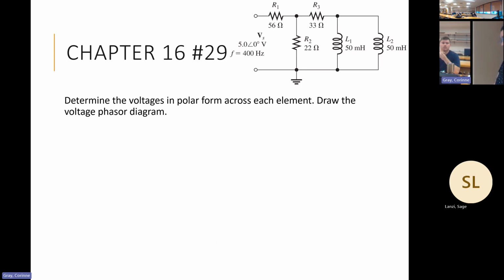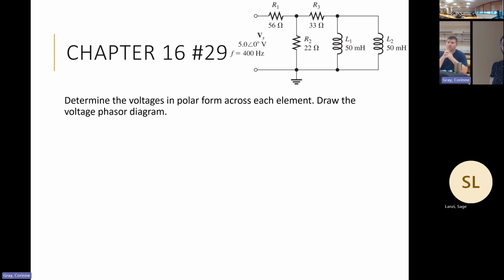Okay. So the two main ways that you'll see this done in textbooks is sometimes you'll combine L1 and L2 into a single inductor. And then that is going to be in series with R3. And then you have your first impedance value to deal with. That is one way to do it.